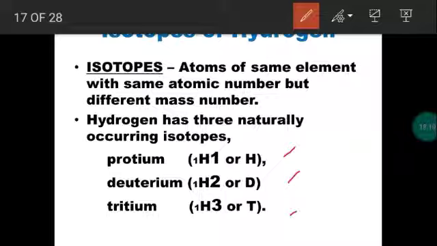So protium, deuterium, tritium, these are all atoms of the same element hydrogen with the same atomic number 1 but different mass numbers 1, 2, 3 respectively. So these are the isotopes of hydrogen. The names of the isotopes: protium or ordinary hydrogen, deuterium or heavy hydrogen, tritium or radioactive hydrogen. The symbols are H, D as well as T.